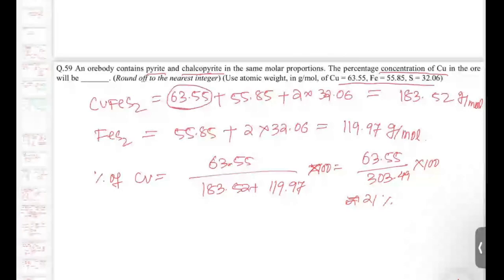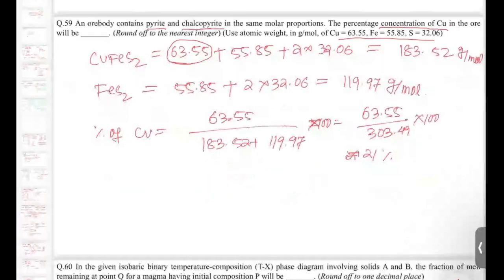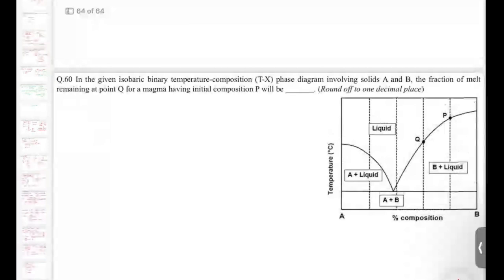Yes, sir. So this is the last question. In the given isobaric binary temperature composition phase diagram that involves solid A and B, the fraction of melt remaining at... it is asking the fraction, not the percentage.